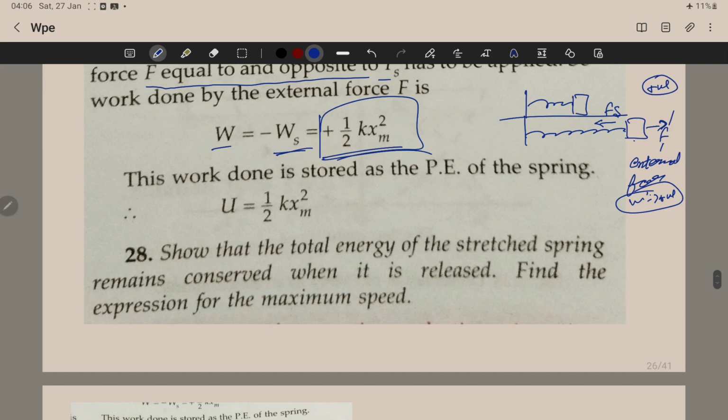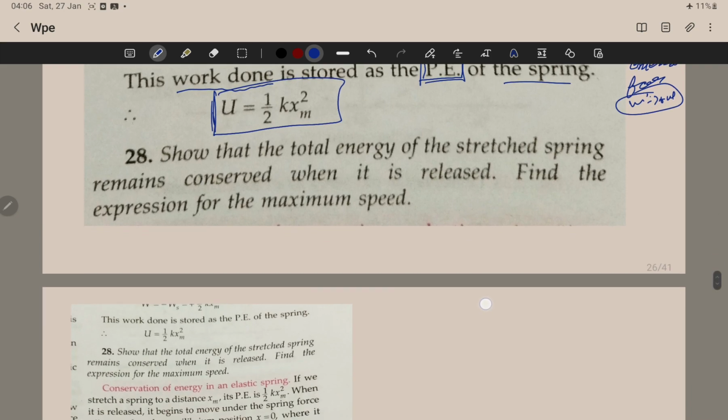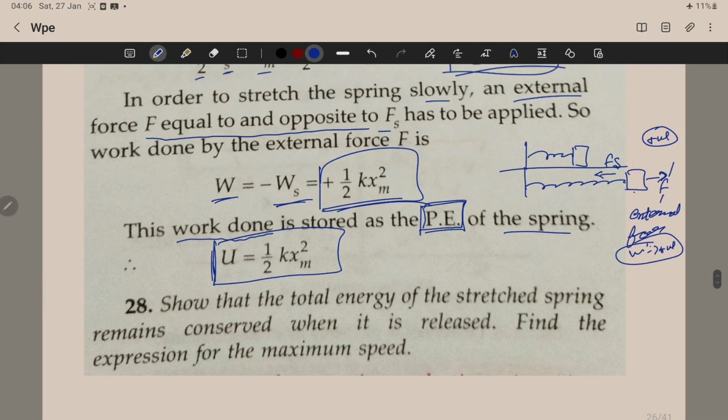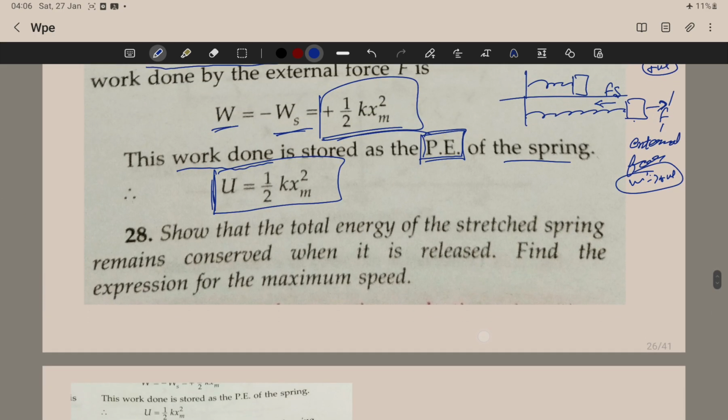The work done is stored as potential energy. Whatever work we do to stretch the spring gets stored in terms of the potential energy of the spring. This is the work we do to pull this block, to stretch the spring, and it gets stored as potential energy. So we have shown that the work done is equal to the potential energy.